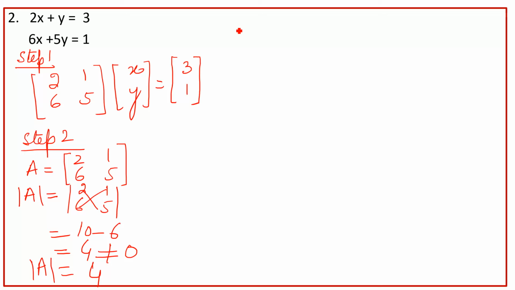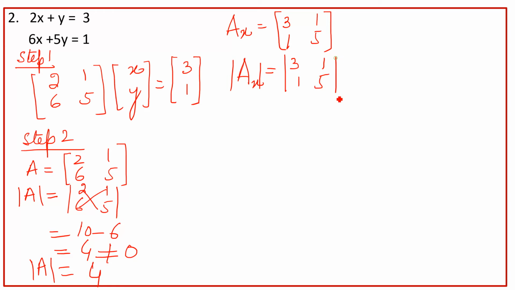In step number 3, we will find the value of a of x. So a of x is equal to, see, these are the x values 2 and 6. Instead of these 2 and 6, I will use 3 and 1. 3, 1 and y will remain the same. Now I will take the determinant of a of x, 3, 1, 1 and 5. So the determinant, first multiply these two, 15 minus 1 which is equal to 14. So our second requirement is this one.